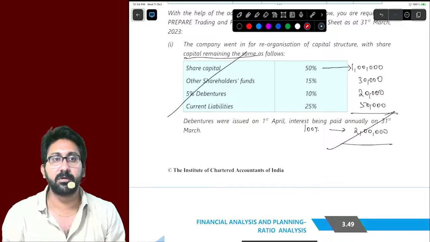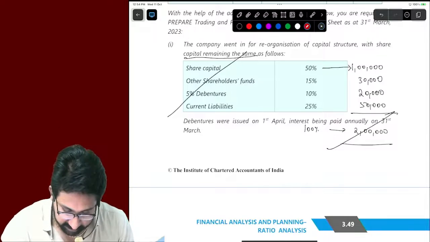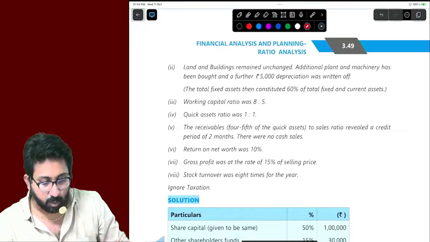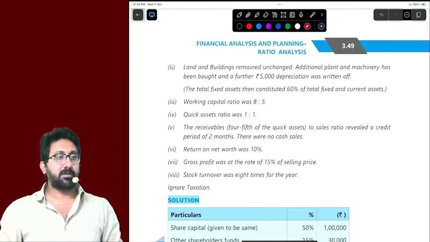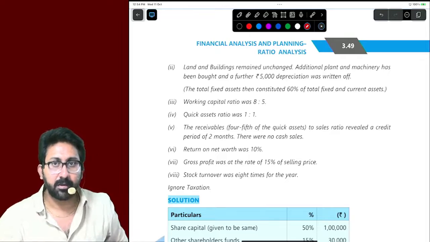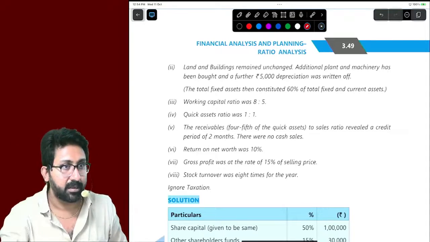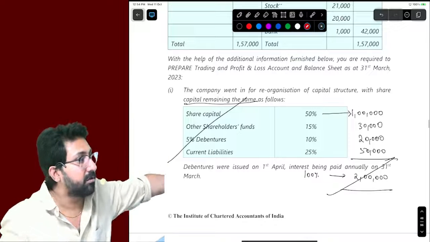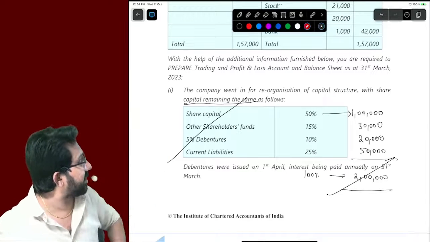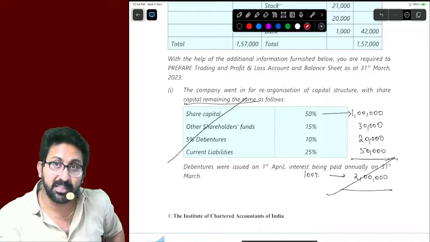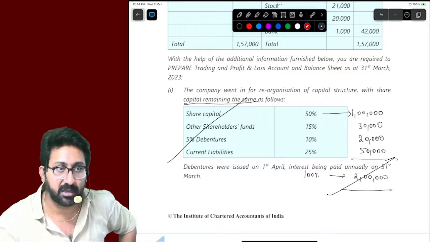Next. I will ask you the questions one by one again. Answer this. Working capital ratio means what? What is working capital ratio? Current assets by current liabilities. We know current liabilities. How do you know? 25% we have calculated. So we know current liabilities or not? Yes. Using that ratio, can we calculate current assets or not?